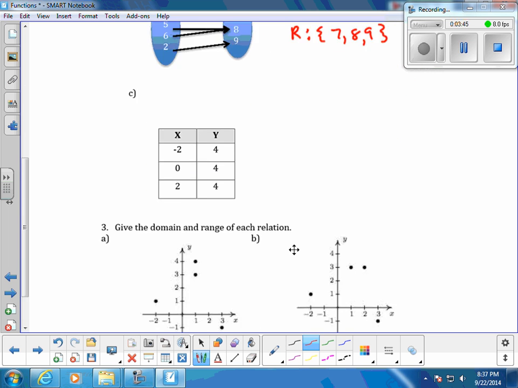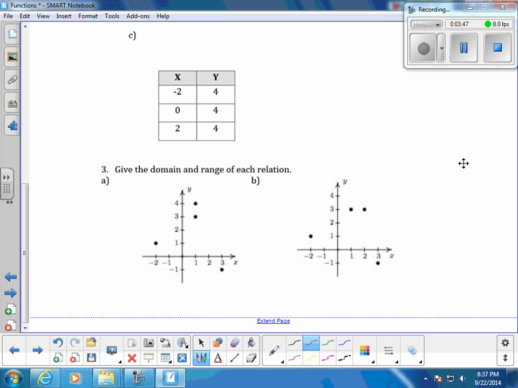Let's look at domain and range when given a table. The domain values are -2, 0, and 2. The range is going to be just the set 4. When there's more than one that's repeated, you only list it one time.